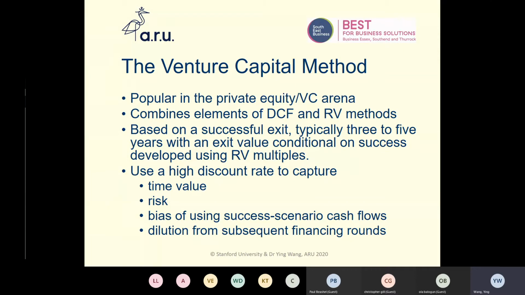However, to mitigate that risk, they use a very high discount rate to capture the time value of the investment, the risk and the bias of using success scenario cash flows, and dilution from subsequent financing rounds. So those are the elements of the venture capital method that they will use.